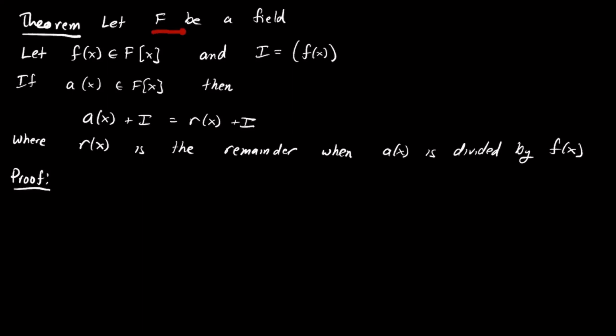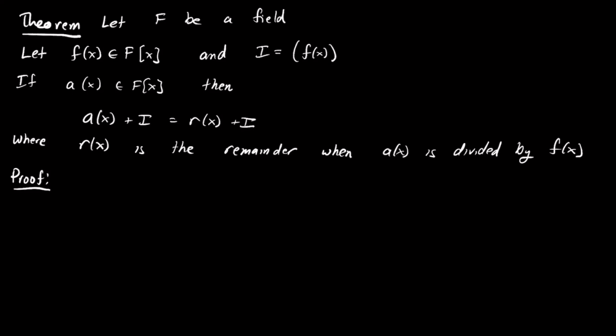So I'll say let F be a field. Consider f(x) to be any polynomial in F[x], and consider the principal ideal I generated by f(x). If I take any polynomial a(x) in F[x], then a(x) + I is equal to r(x) + I, where r(x) is the remainder when a(x) is divided by f(x). So in some sense, what is this saying? This is just saying that a(x) is always equivalent to its remainder modulo f(x).